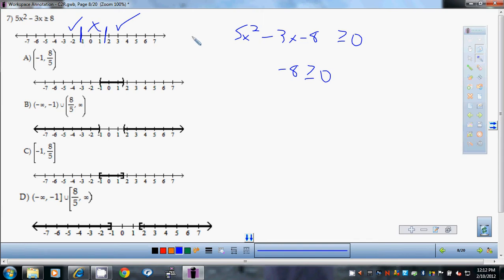So which one of those is it? It is B. B has parentheses, implying that they are not included, but they are because there's an equal sign. So the answer is donut hole.